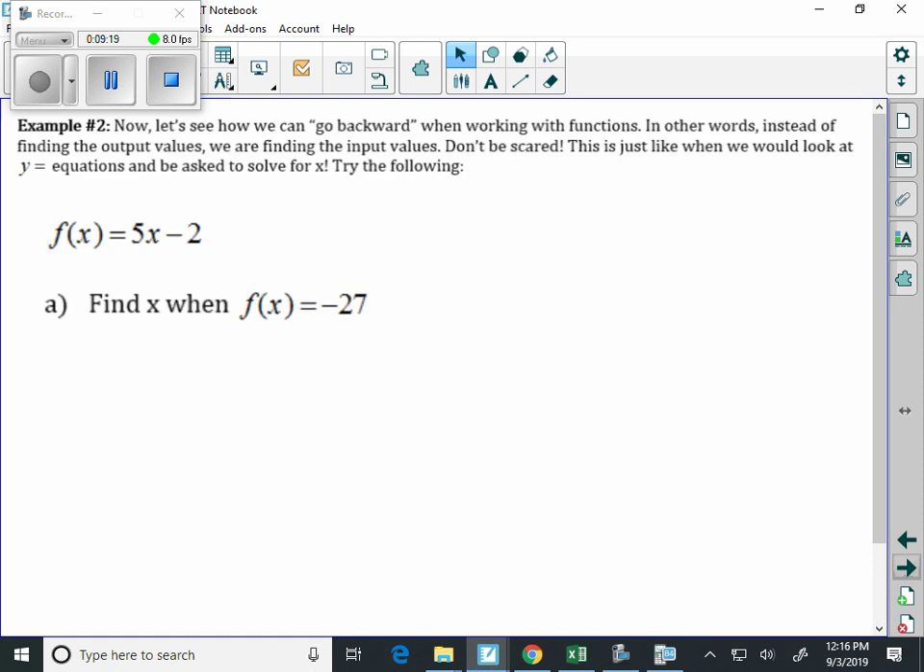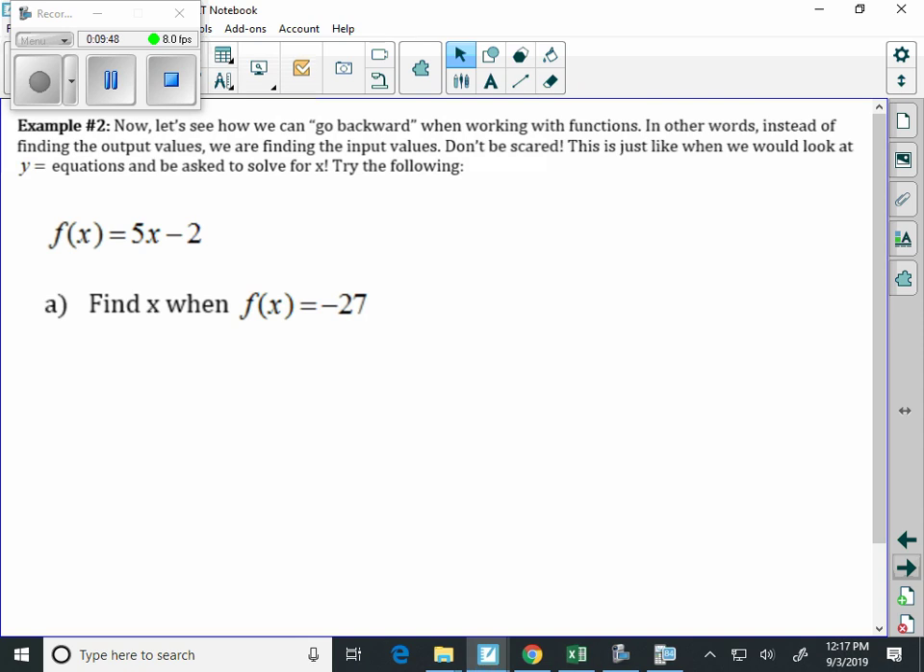Another thing that we need to be careful of is reading our directions. It says, now let's see how we can go backwards. So make sure when you're looking at these problems that we're looking for what the question is specifically asking. In other words, instead of finding the output values like we just did on those previous 6, we're going to find the input value. In other words, we're given the answer and we kind of need to go back and figure out what the problem is.